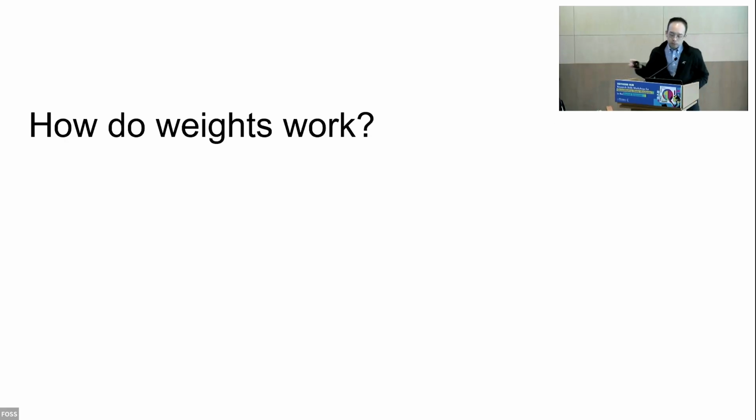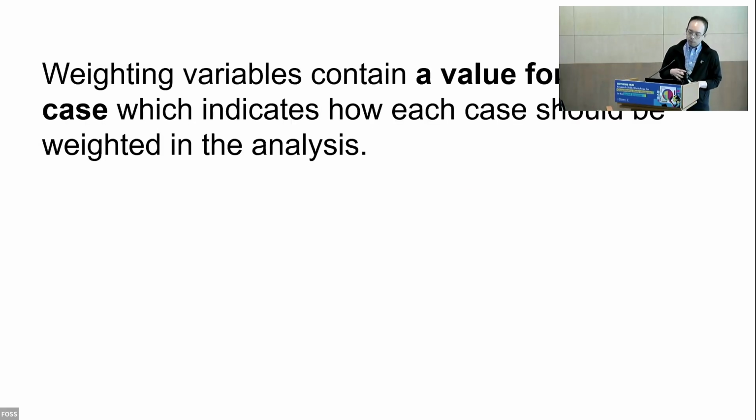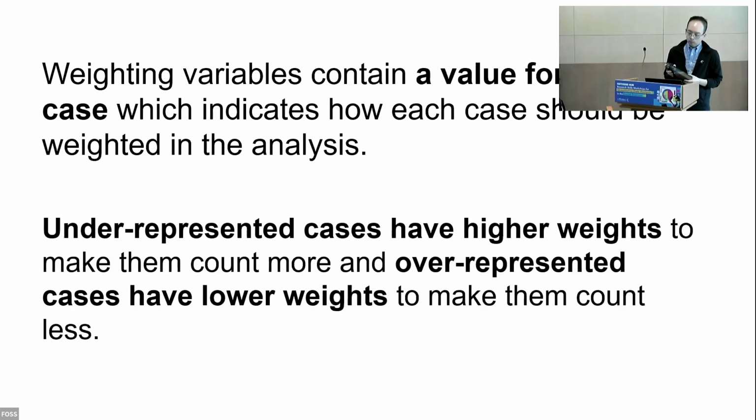Let's take a closer look at how weights work. The weighting variable contains a value for each case, which indicates whether the case should be weighted during analysis. Underrepresented cases have higher weights to make them count more, and overrepresented cases have lower weights to make them count less. For example, you might find higher weights for individuals that live in larger households or for those coming from population groups underrepresented in the sample due to either chance or non-response.